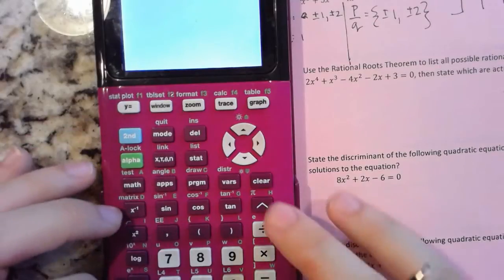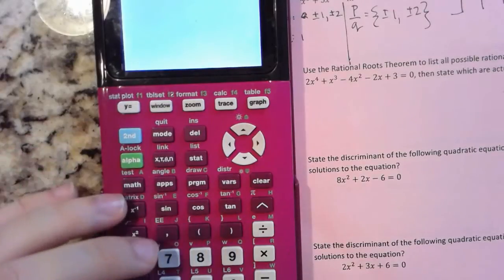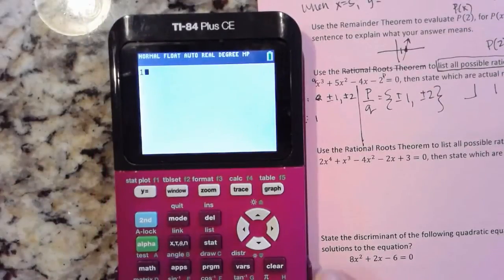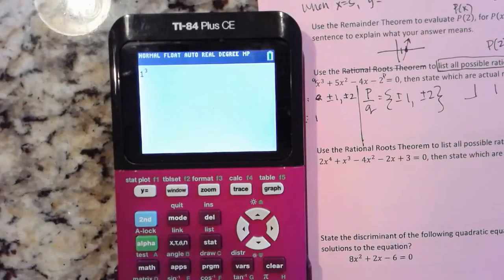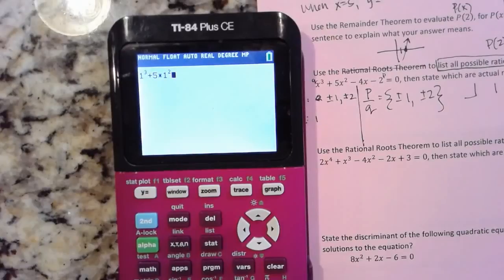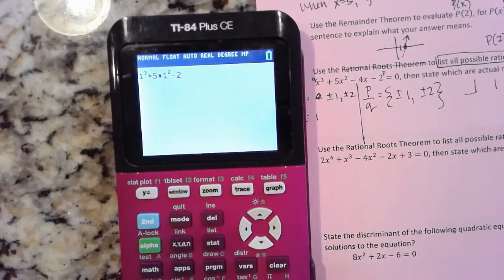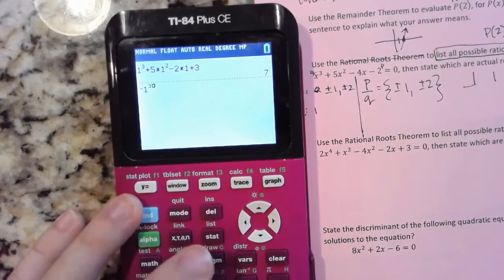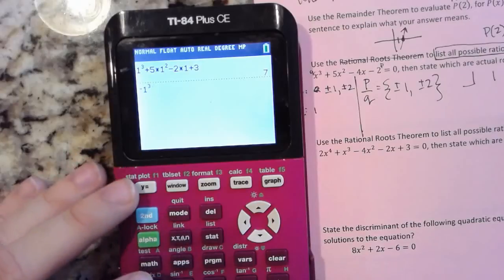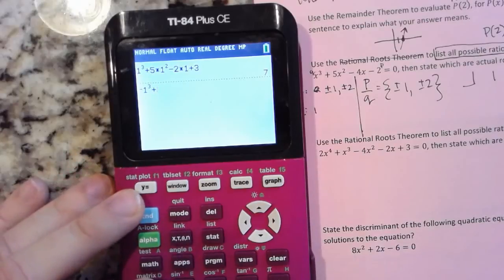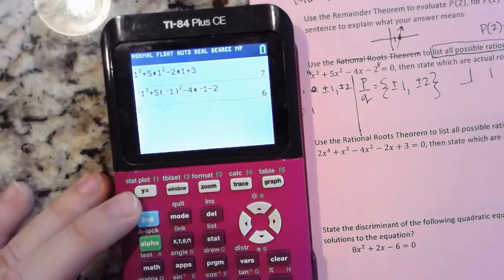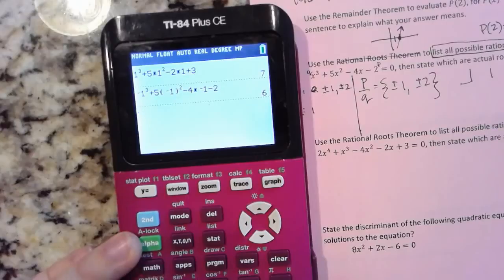Let's try 1. So 1 cubed plus 5 times 1. I actually don't even have to plug in the ones there, right? Minus 2 times 1 plus 3 does not work. All right, -1 cubed plus 5 times -1 squared minus 4 times -1 minus 2, I get a 6. Let's plug in a 2.